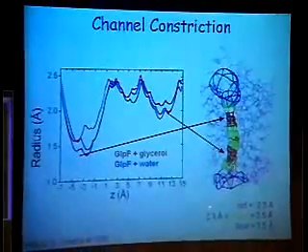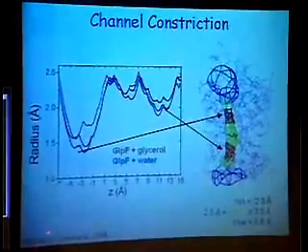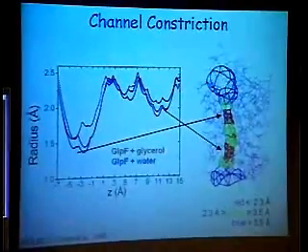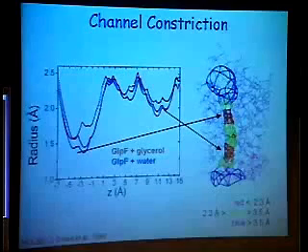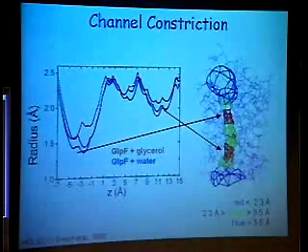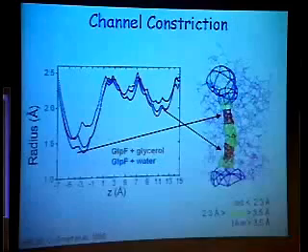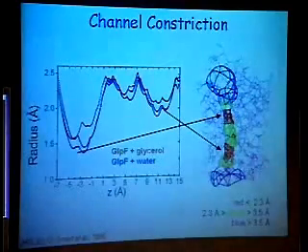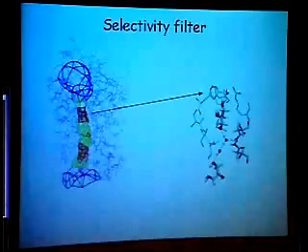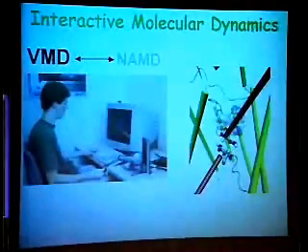If you look at the channel, you can measure the size of the channel using a program called HOLE. You can download this and do it very easily. If you look at the size of the channel, you can see that the narrowest part, which is known as the selectivity filter, is positioned here. That's the region in which we decide whether a sugar should enter the channel or should be excluded. That's the same region that we have been discussing before.